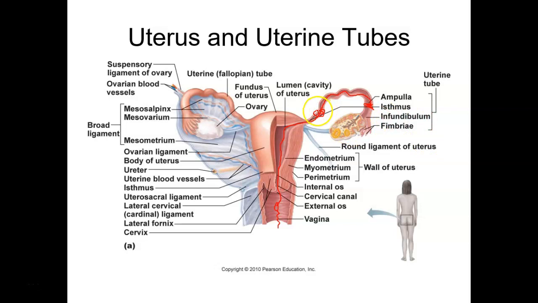It can't happen down here. For a successful pregnancy, fertilization can't occur here. It's got to occur somewhere up in here. And the whole reason why is upon fertilization, once the sperm and the oocyte combine, that's called fertilization.